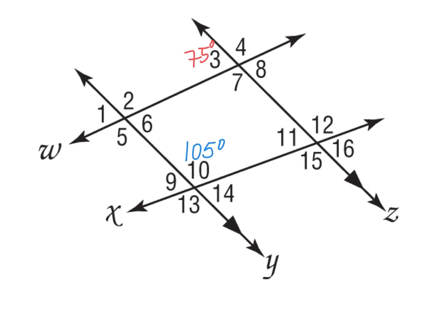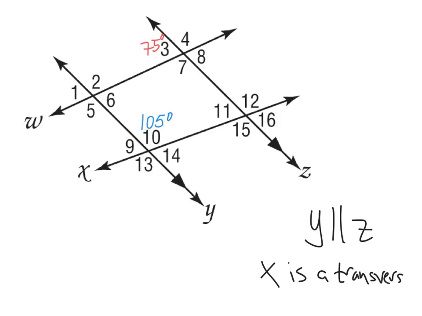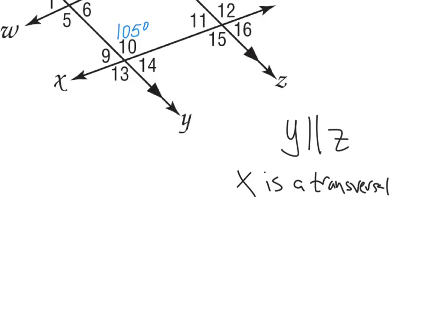Now, the only other piece of information that I have here that's useful to us is that y is parallel to z, okay? So I'm going to write that information down. I know that y is parallel to z. Those two lines are parallel. All right, and I know that x is a transversal to y, and I know that w is also a transversal.